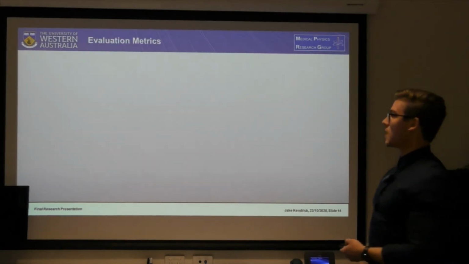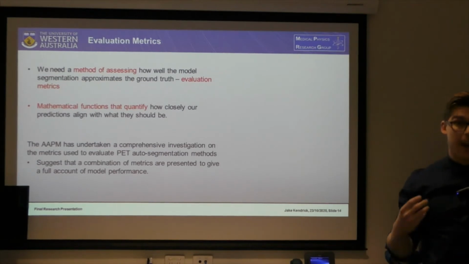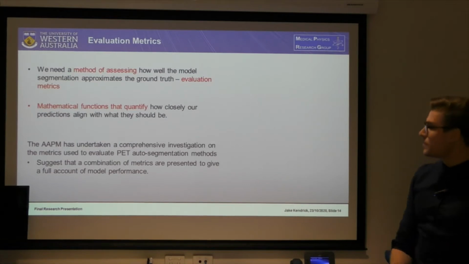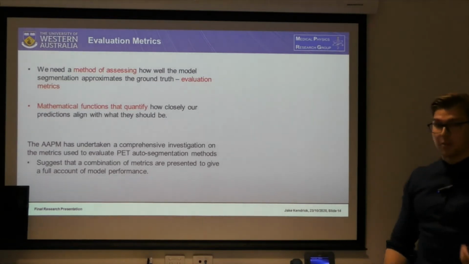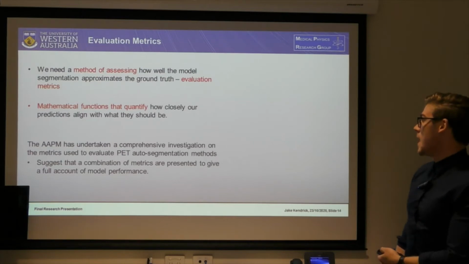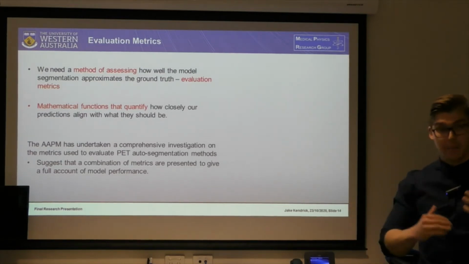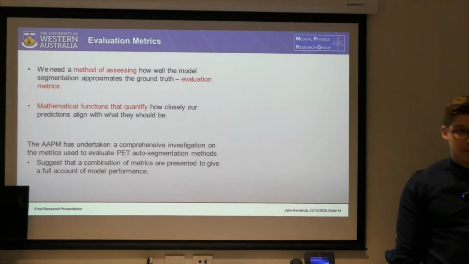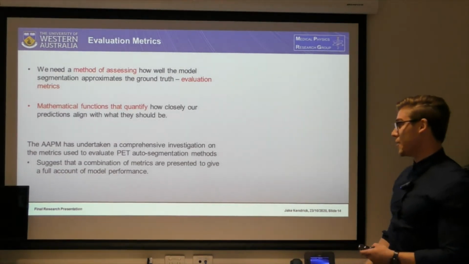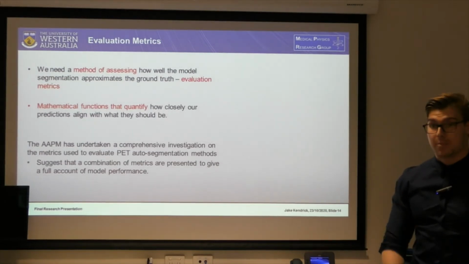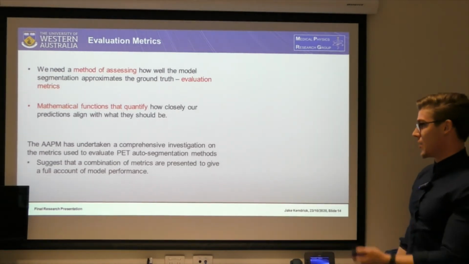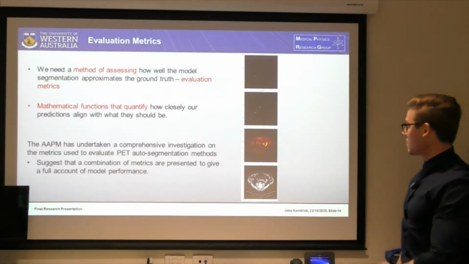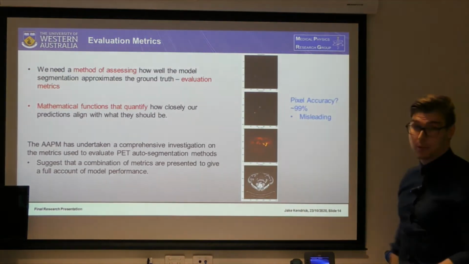So the results. First of all, we need a method of assessing how well our outputted segmentation mask approximates the ground truth. And we do this by positing some mathematical functions known as evaluation metrics. So they just determine how closely our model aligns with what it should be. The American Association of Physicists in Medicine have undertaken a comprehensive investigation on the metrics used to evaluate auto-segmentation models using PET images. And what they suggest is that a combination of metrics are presented in order to provide a full account of the model performance. So just by illustration, we do need to be careful what we use.